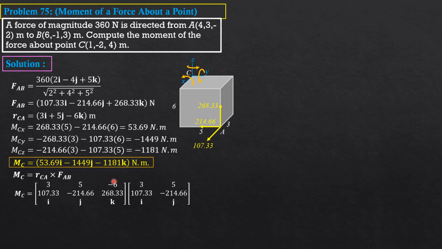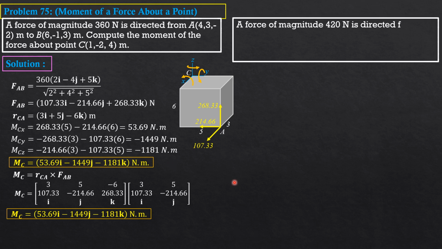Then along j, negative 6 times 107.33, which is this, negative, then minus 268.33 times 3, which is this, minus 268.33 times 3. So it's negative 1449. Then along k, 3 times negative 214.66, which is this, negative, then minus 107.33 times 5, which is this. So it's the same. Therefore, MC is 53.69i minus 1449j minus 1181k Newton meter.